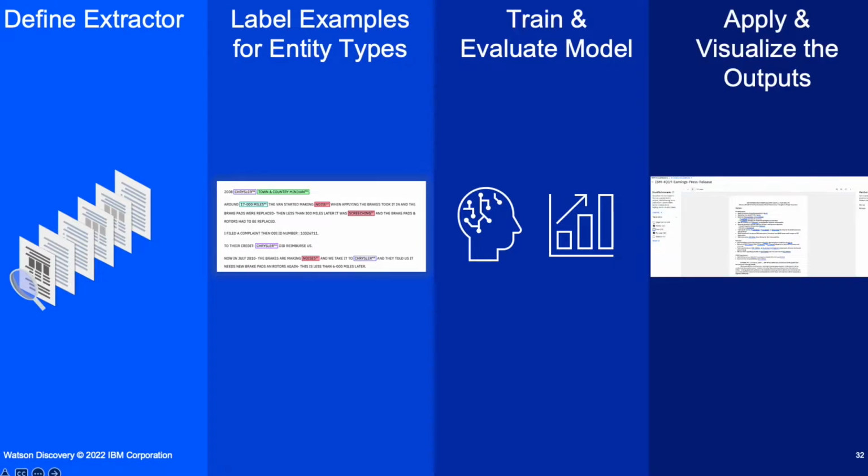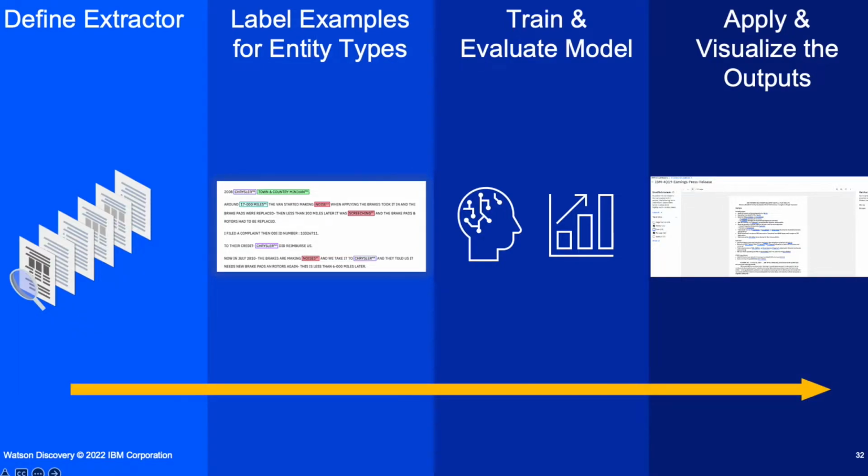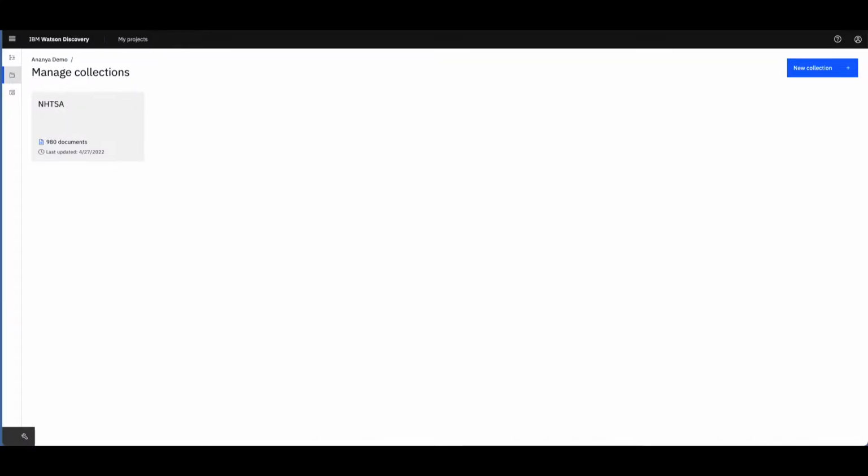And finally, we apply this model to our collection and visualize the outputs on our documents. All of this can be done in a single unified workflow within Watson Discovery. Now let's jump in to the Watson Discovery tooling UI, where we will build a custom entity extractor to extract the car details as well as reported symptoms from this pre-ingested NHTSA complaints dataset.